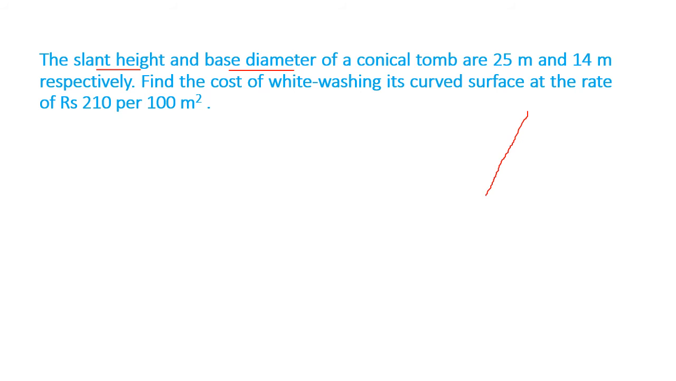So this time we have got what? We can imagine a conical tomb. This is a conical tomb. A tomb is where you put the dead body. Slant height is 25 and the base diameter is 14. So the base radius is 7. Okay? And we have to find out. So we have got slant height L equal to 25 meter, base diameter equal to 14 meter, so base radius equal to 7 meter.